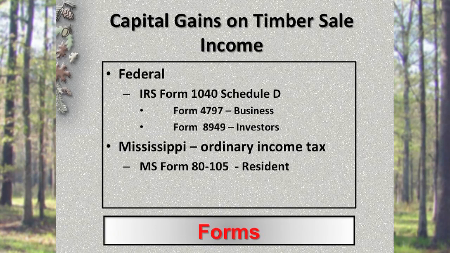Okay, in summary, let's go through the forms and make sure you caught everything that we covered here. I threw a lot at you. It's always good to go over it one more time, what you're looking at as a forest landowner. Looking at capital gains, Schedule D is what you want to report your income on. If you're a business or an investor, you're going to have a different form that you put that income on as well to transfer to Schedule D. In Mississippi, you're going to just file as a resident and ordinary income taxes will apply.